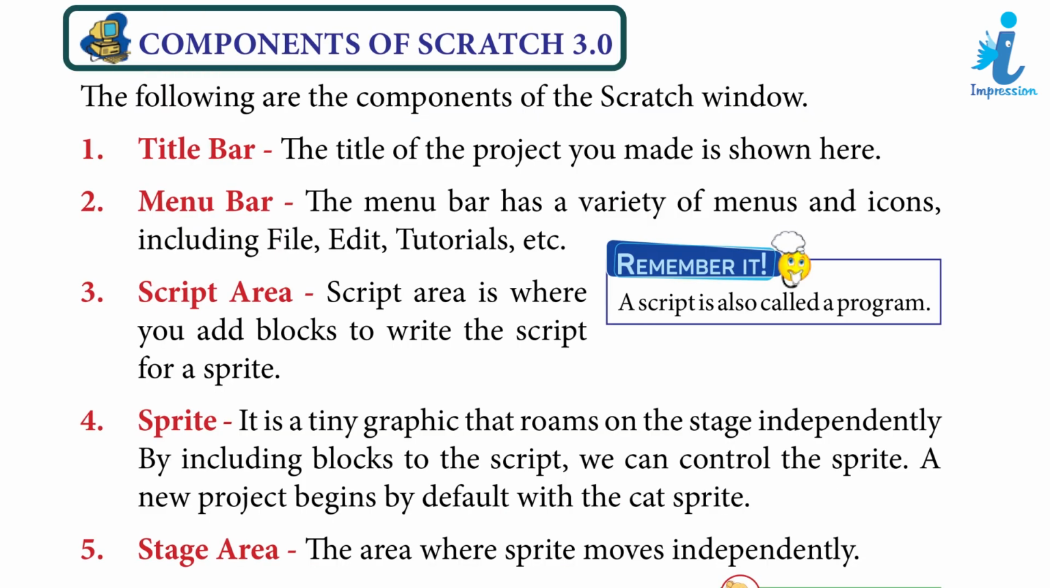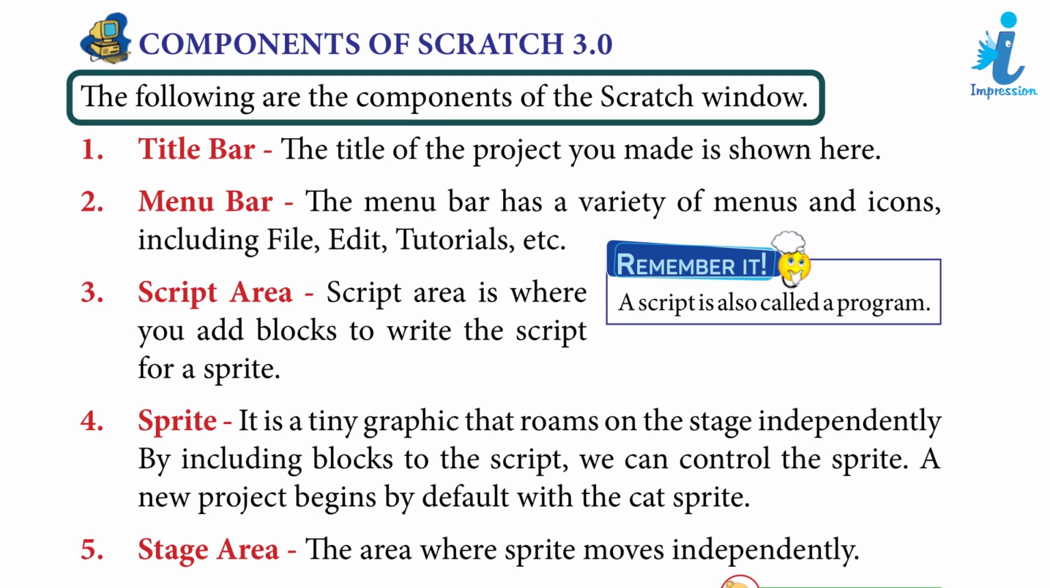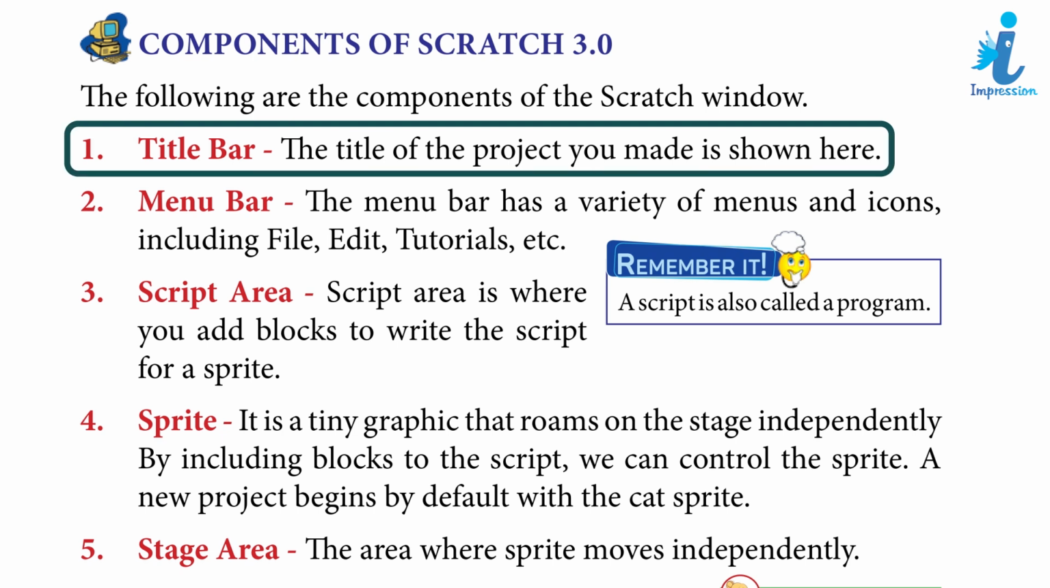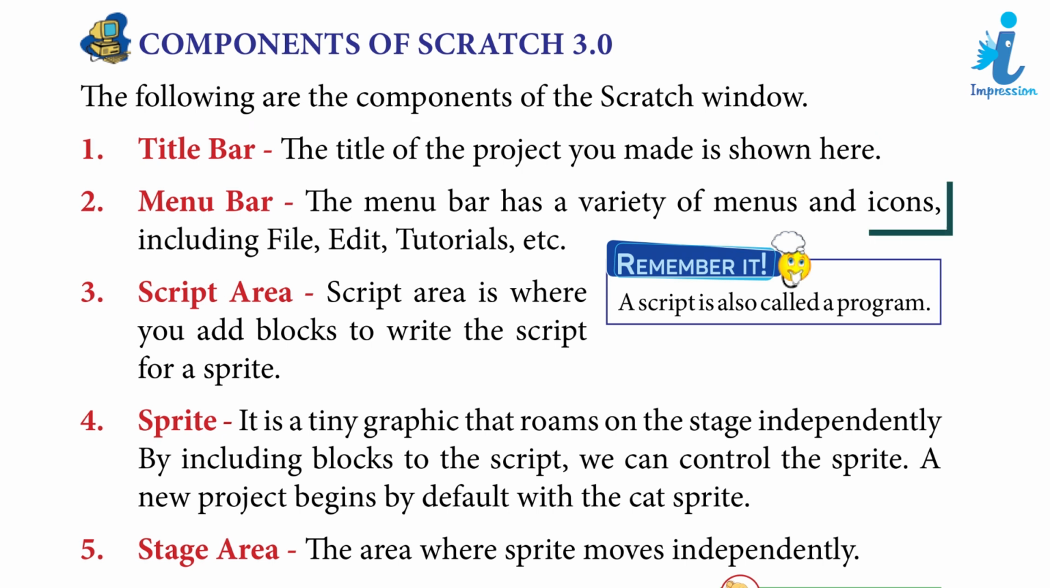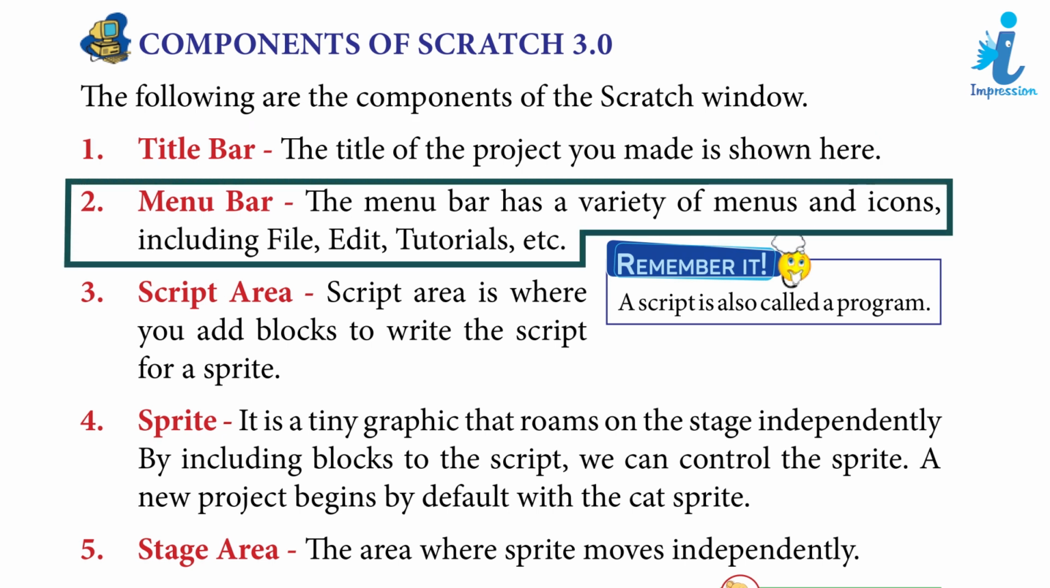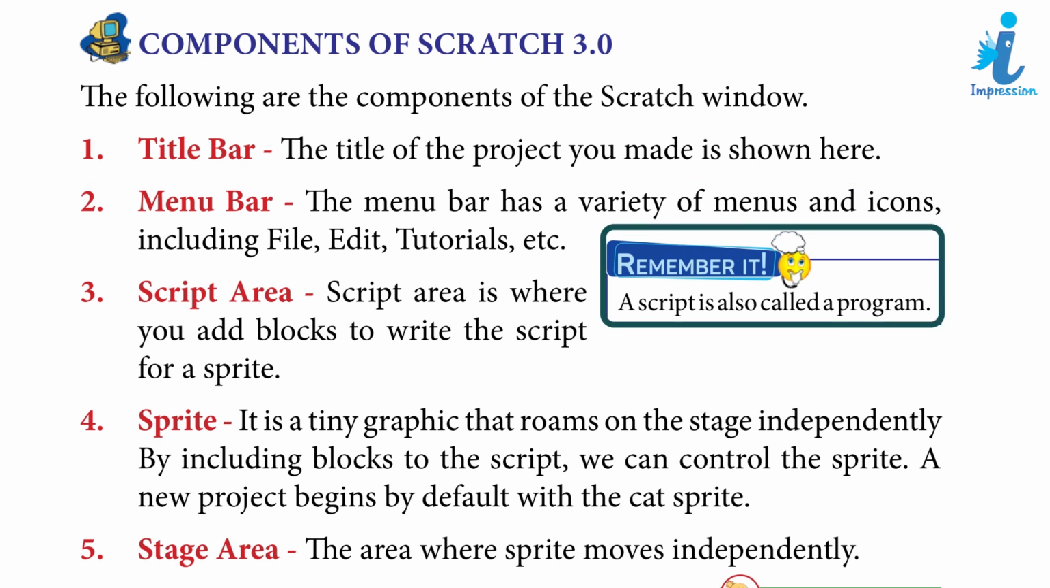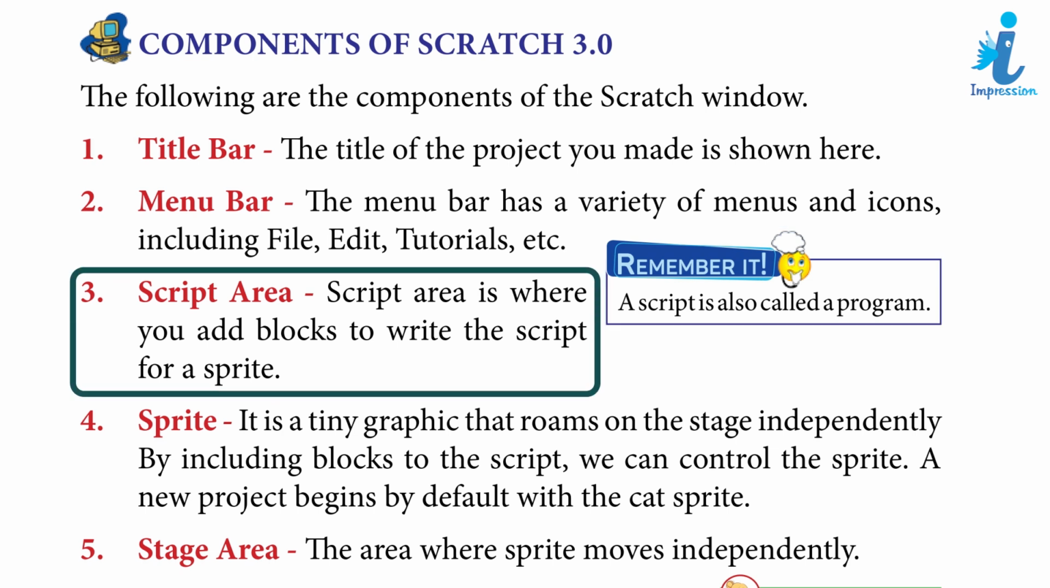Components of Scratch 3.0. The following are the components of the Scratch window. 1. Title bar. The title of the project you made is shown here. 2. Menu bar. The menu bar has a variety of menus and icons including file, edit, tutorials, etc. Remember it! A script is also called a program. 3. Script area. Script area is where you add blocks to write the script for a sprite.